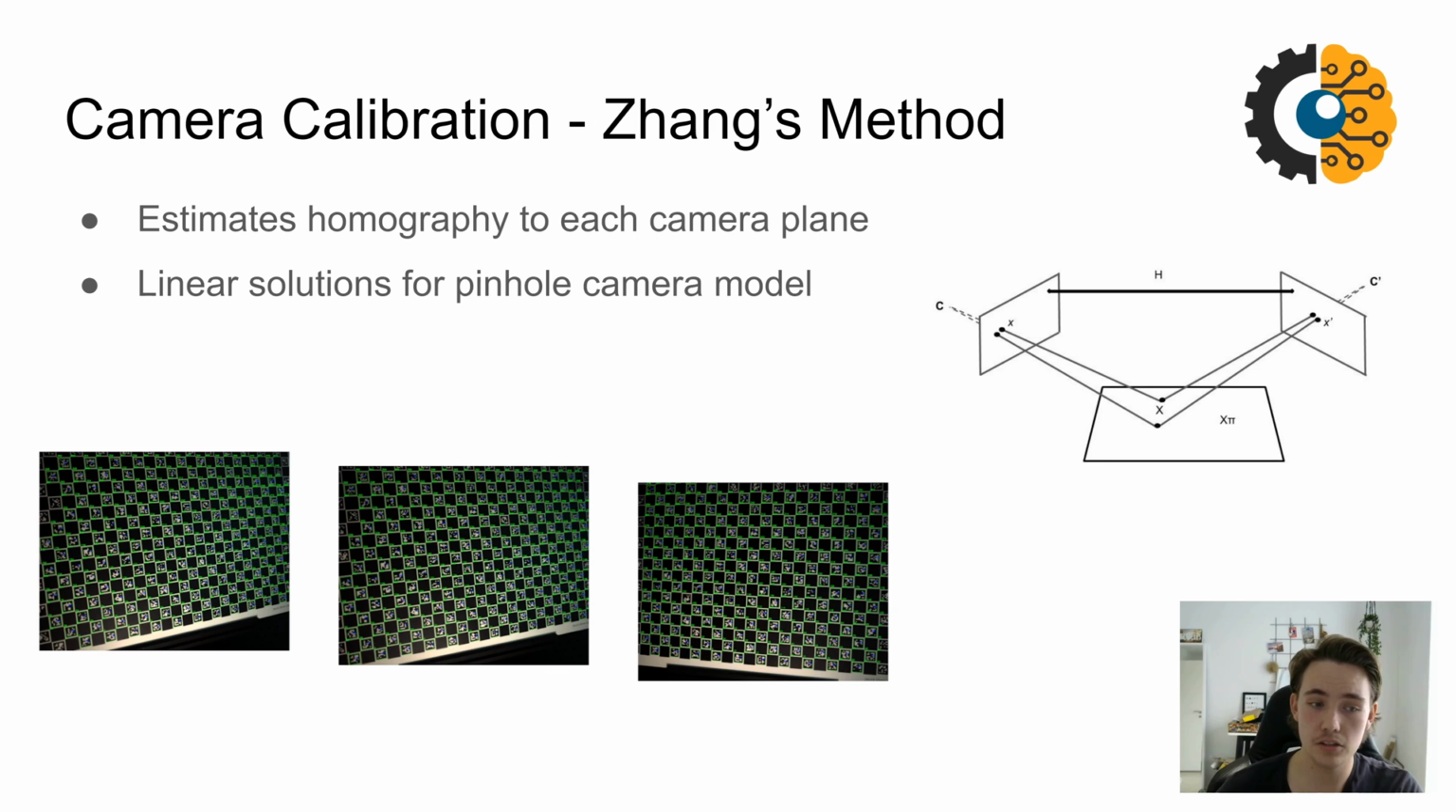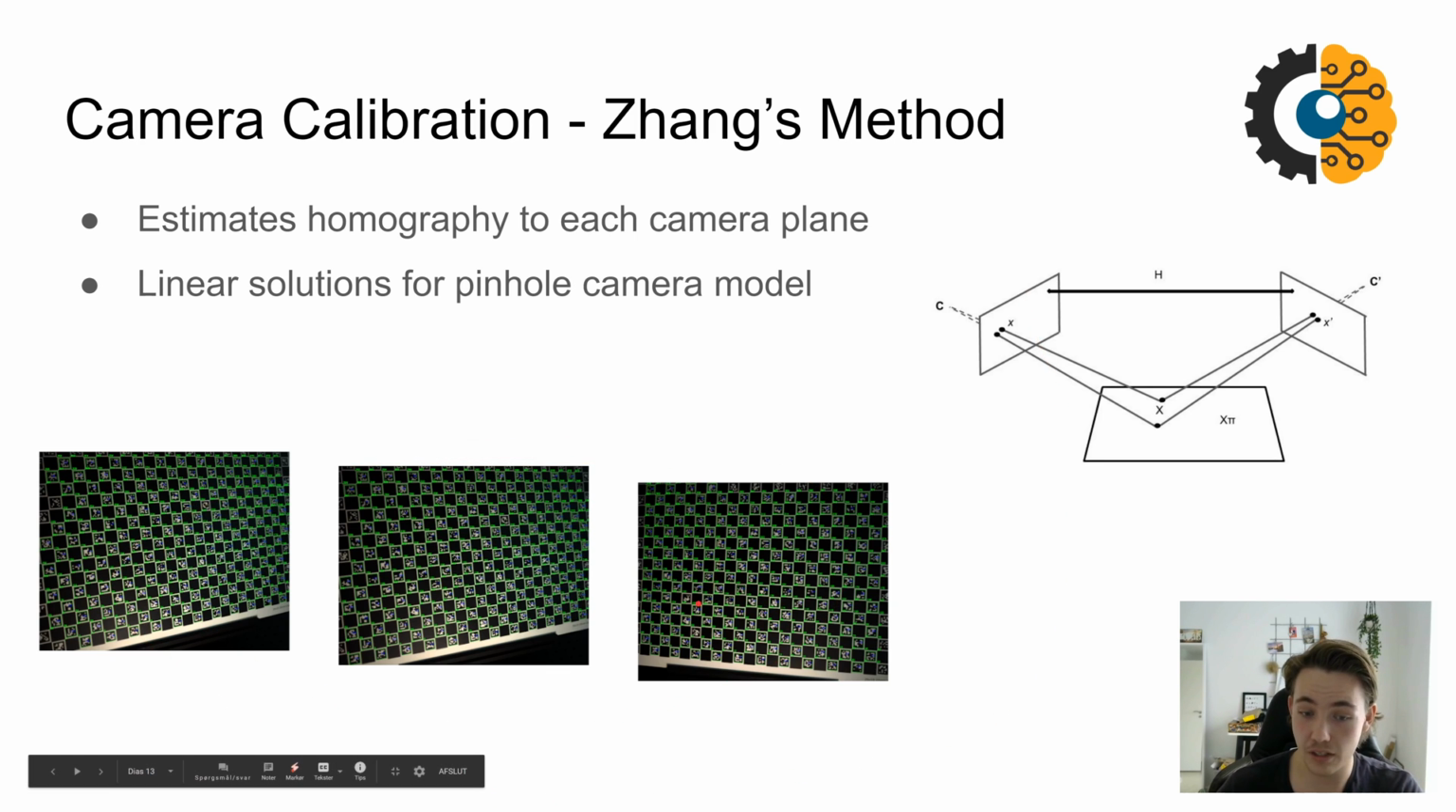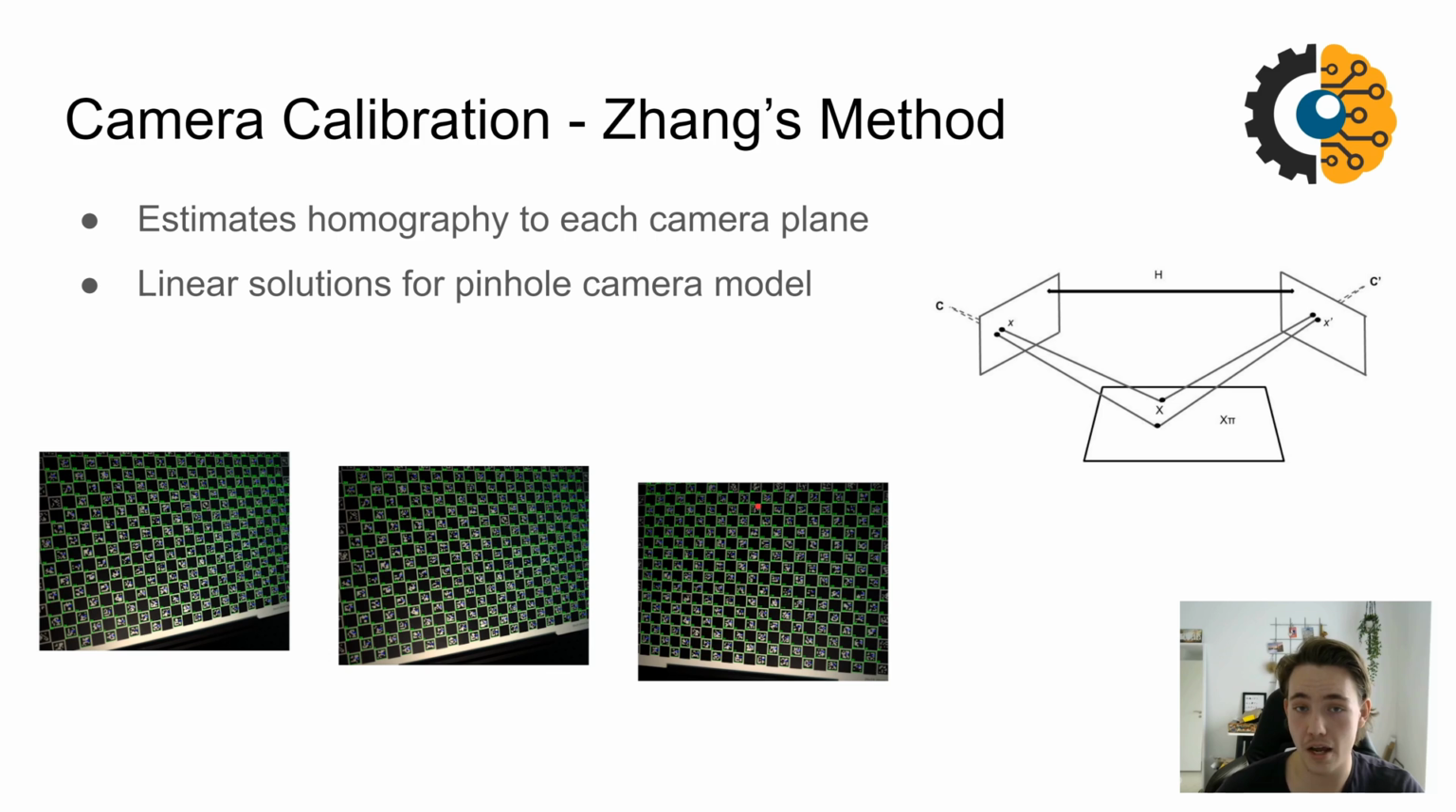It's also a linear solution for the pinhole camera model. We can see down here to the left that we use this chessboard to detect the corners of the squares, and then we know how many squares we have and the distances for each square. Then we can use that to calibrate our camera.